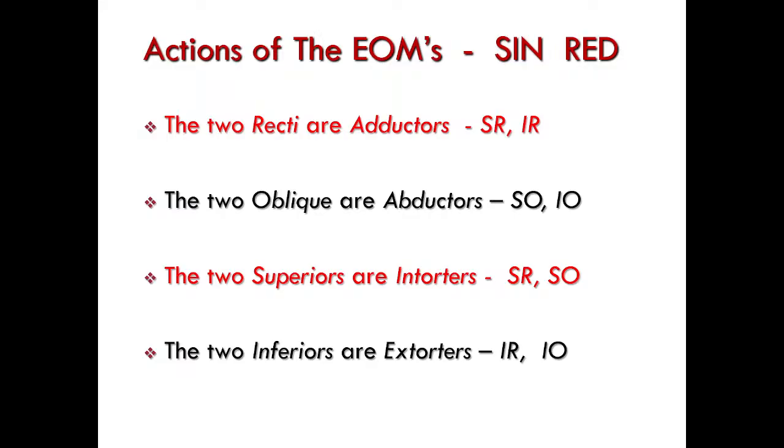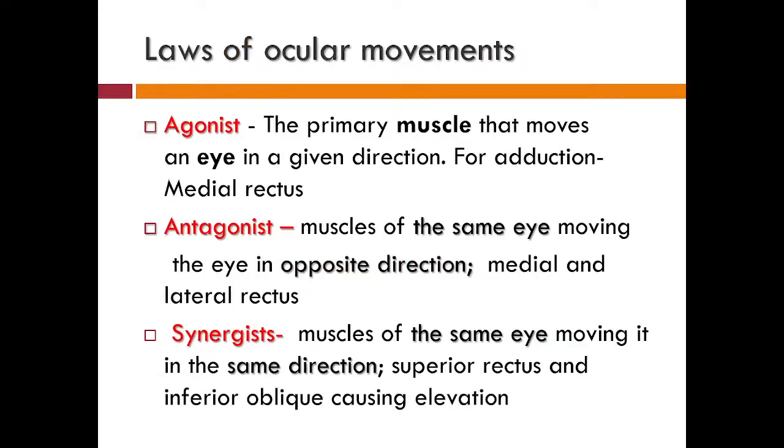The recti are adductors. You can see the 2 recti are adductors. And the superior are intorters. If the superior is intorter, inferior has to be extorter. If the recti are adductors, the obliques will be abductors. If you remember this, you can tell the action of every muscle, the primary, secondary and the tertiary. These are the actions of the various muscles. Just remember this and you will be able to find out.